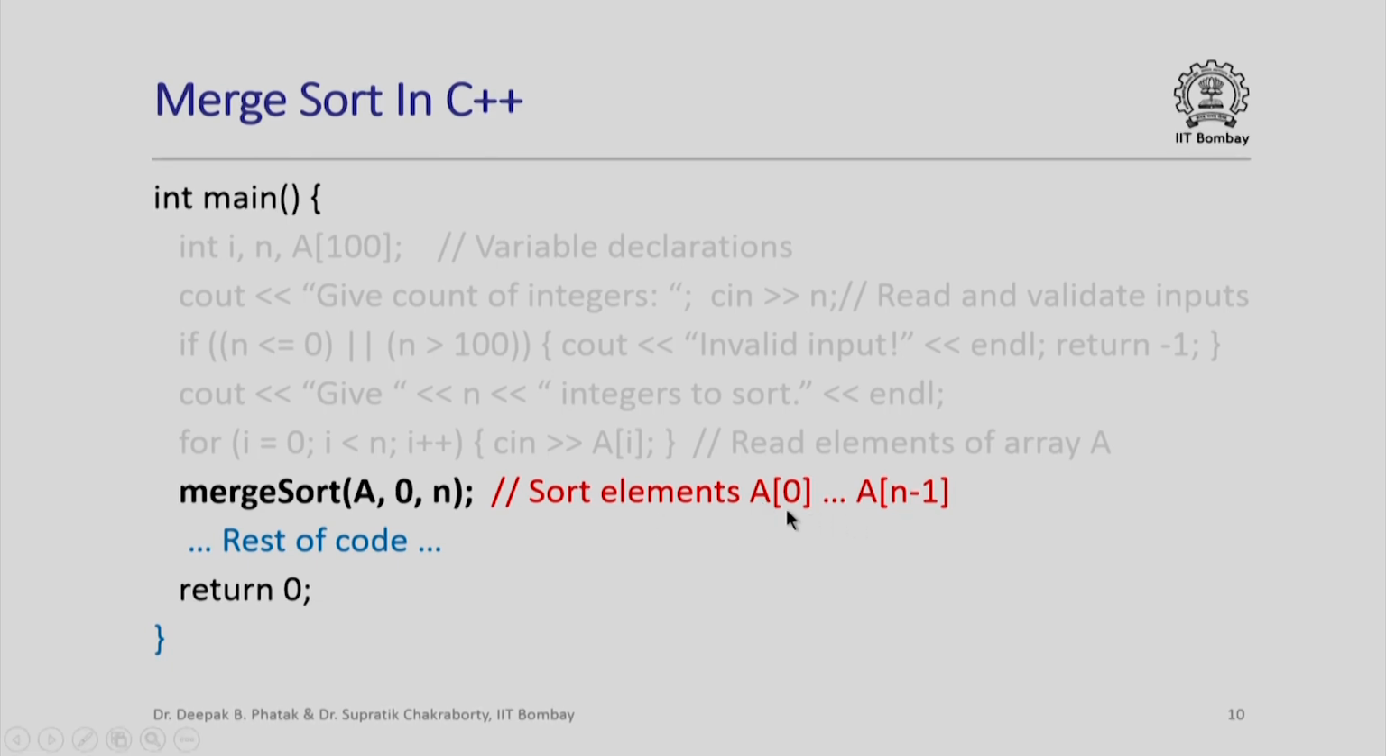So basically I want to sort the elements A0 through AN-1, and after that we could have some other code which does something as yet unspecified with this sorted array, and finally we return 0.